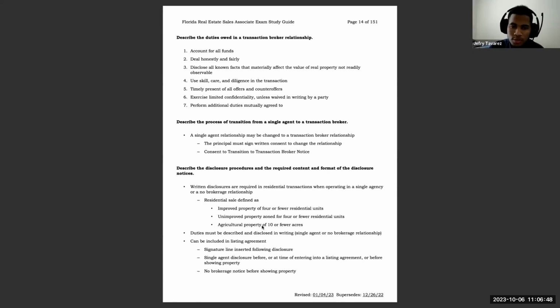So when it comes to the definition of residential, I'm a little confused, because just now we're saying that a residential sale is when the units are 4 or fewer, whether they're unimproved or improved. Yeah, if it's built or not. If the land has 4 or fewer units on it, or it's zoned for it, it's just flat land, that's considered residential.